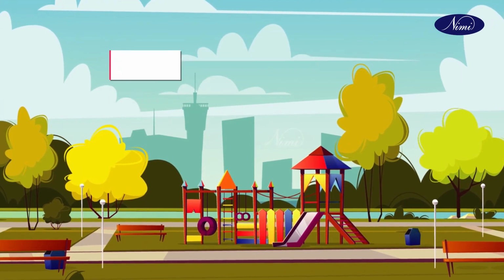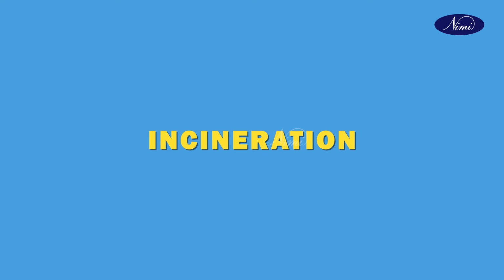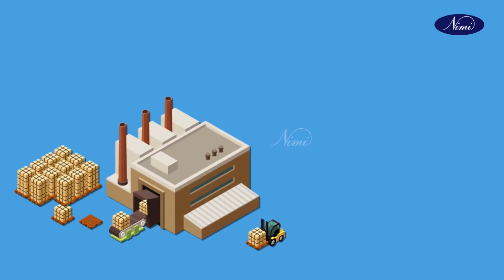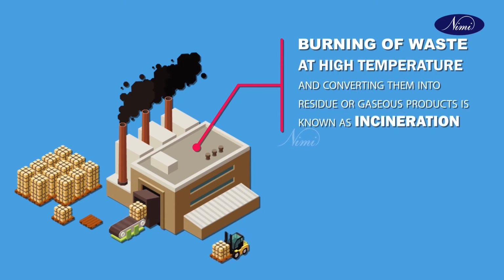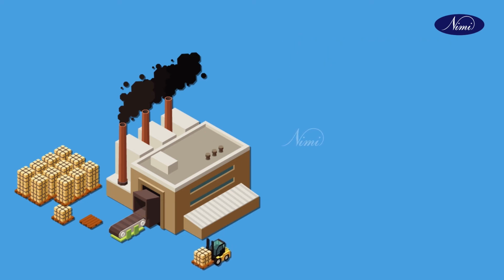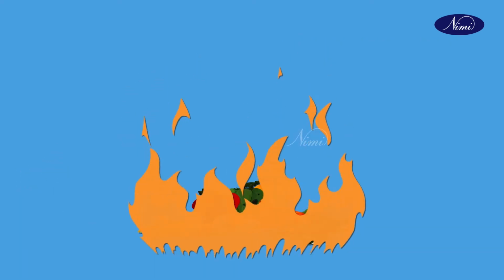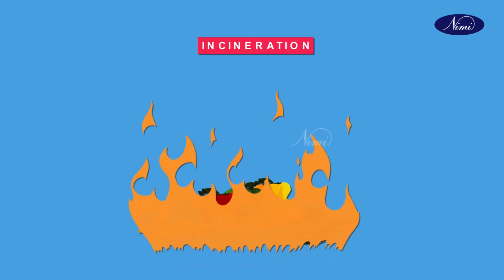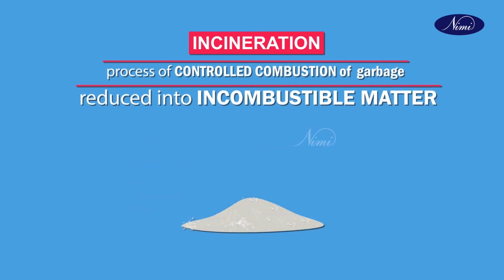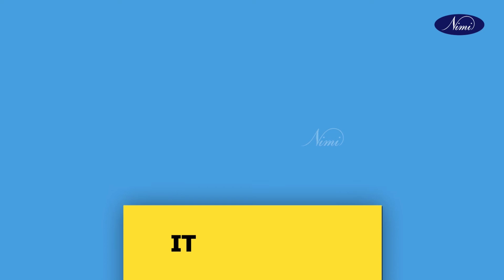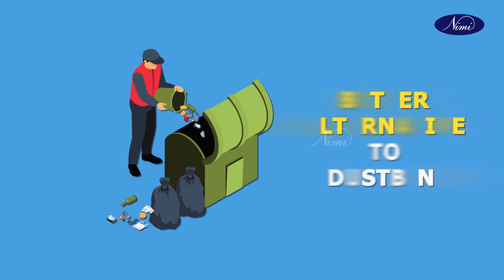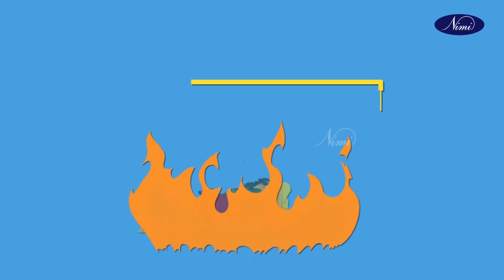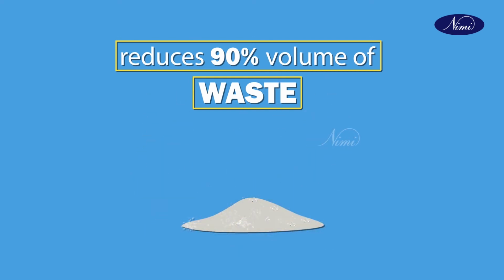as a park. Next method is incineration. Burning of waste at high temperatures and converting it into residue or gaseous product is known as incineration. It is the process of controlled combustion of garbage to reduce it to incombustible matter, ash, waste gas and heat. It is treated and released into the environment. It is a better alternative to dustbins since this reduces the volume of the waste by 90%.